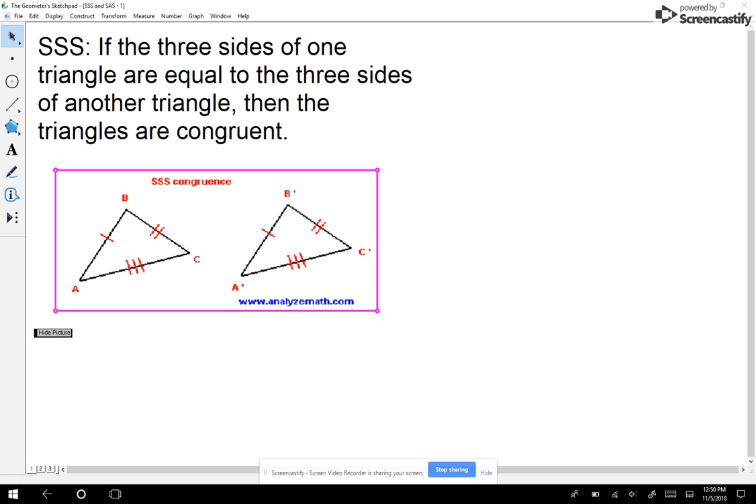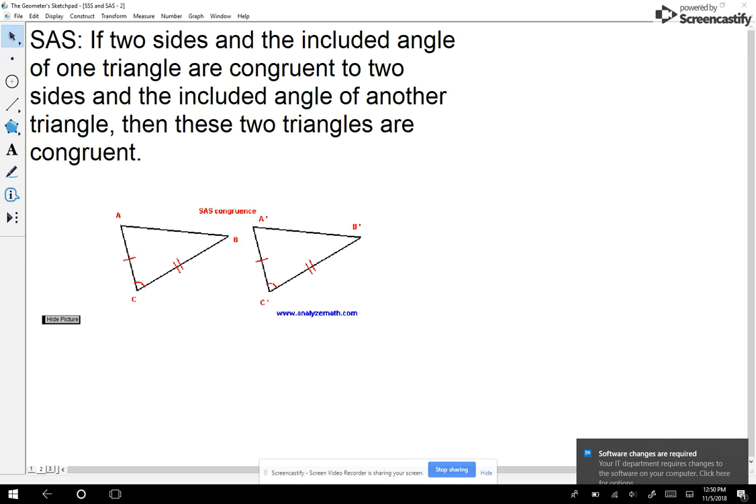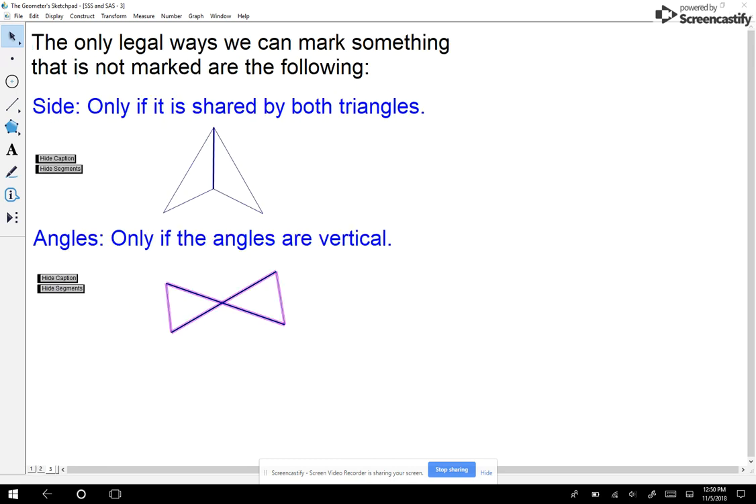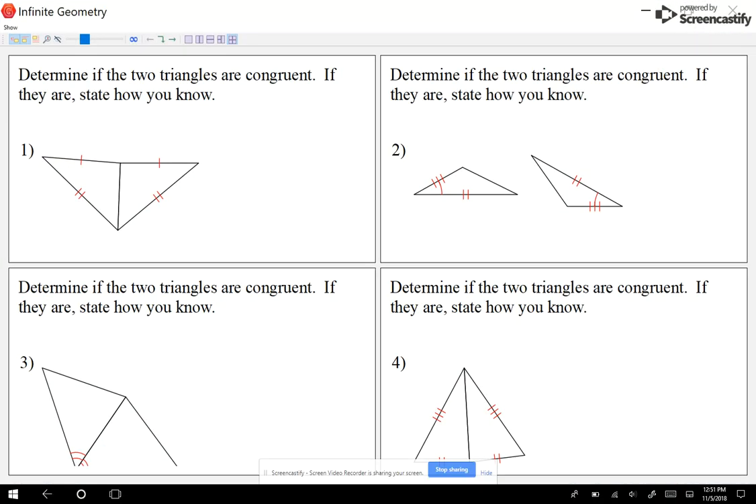So once again, side, we have it that the three sides of one triangle are equal to the three sides of the other triangle. Side angle side is two sides of one triangle and the included angle. And the included angle is where the two sides meet. They have to be the two sides and the included angle of the other triangle. And the only way I can mark a side is if both triangles share it. The only way I can mark an angle is if there's an X form, right? If they're vertical angle theorem. So that's what we just talked about. So let's take a look at the homework.